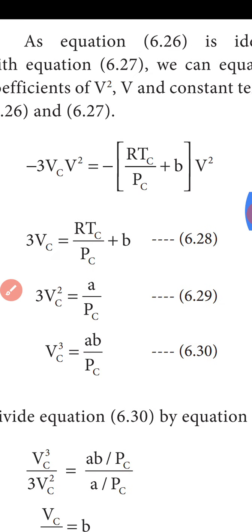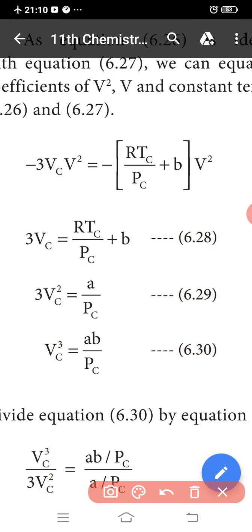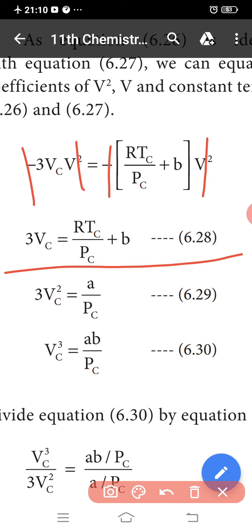So next one, see this. The minus 3Vc into V squared. Okay, so the V squared cancels, minus cancels, so the balance is 3Vc equals Tc, Pc plus b. Tc means the critical temperature, Pc means the critical pressure, and Vc means critical volume.